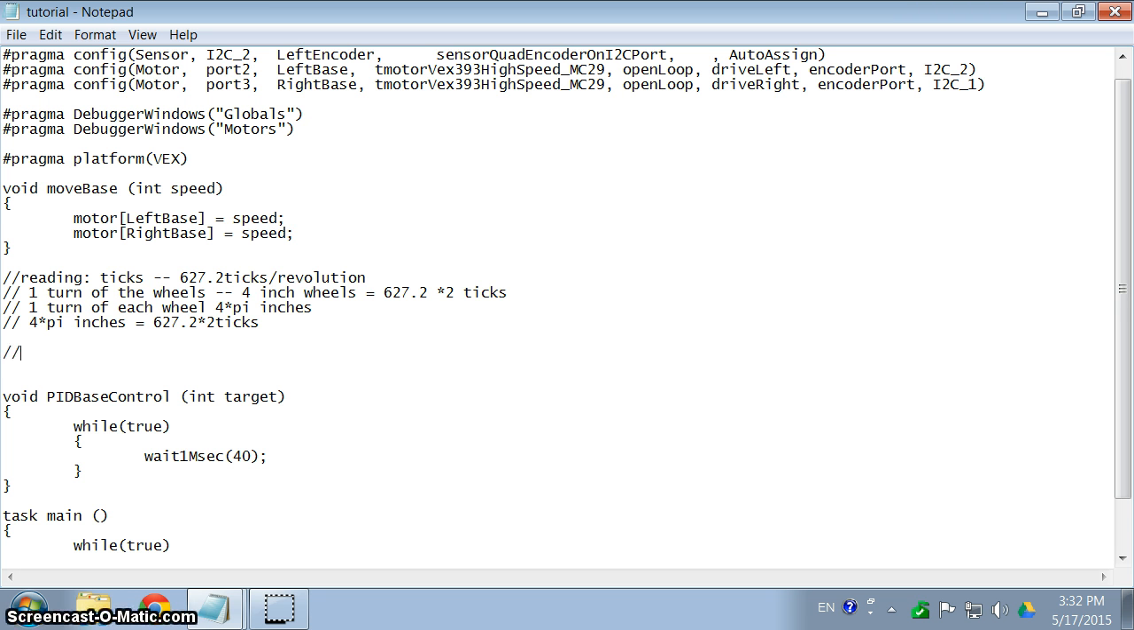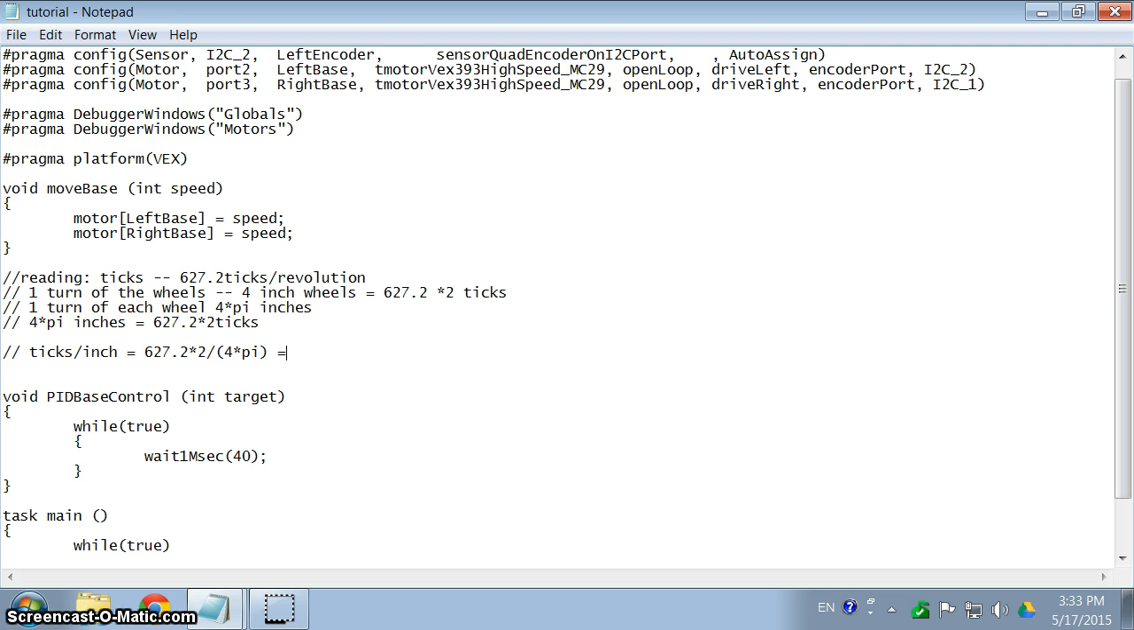So what we want is ticks per inch. The ticks per inch is equal to, so what does it equal? Basically you divide both sides by inches, and on this side we divide both sides by 4 times pi, so it's essentially 627.2 multiplied by 2 divided by 4 times pi. And I am going to grab my handy dandy TI-89 calculator and calculate that value for you.